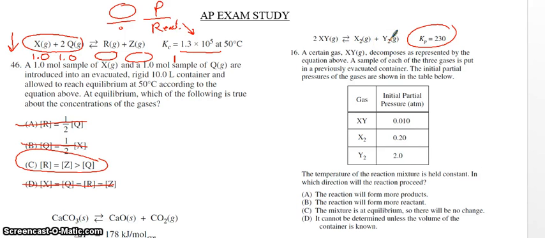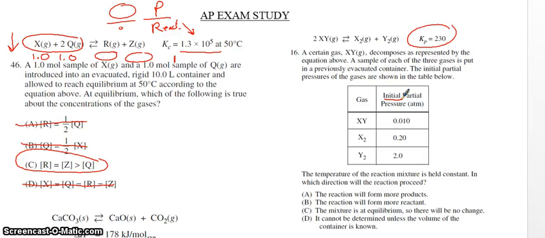All 3 are placed into the evacuated container. The initial partial pressures are shown in the table below. So these are the amounts. Now these are initial and not equilibrium. And they're asking, the temperature of the reaction is held constant. In which direction will the reaction proceed? Toward the products or toward the reactants?